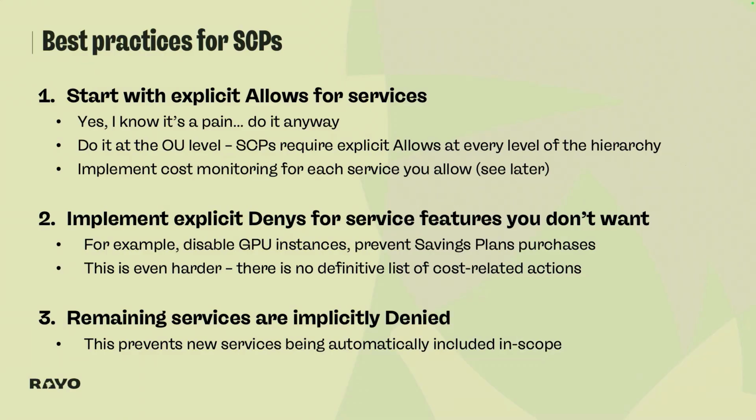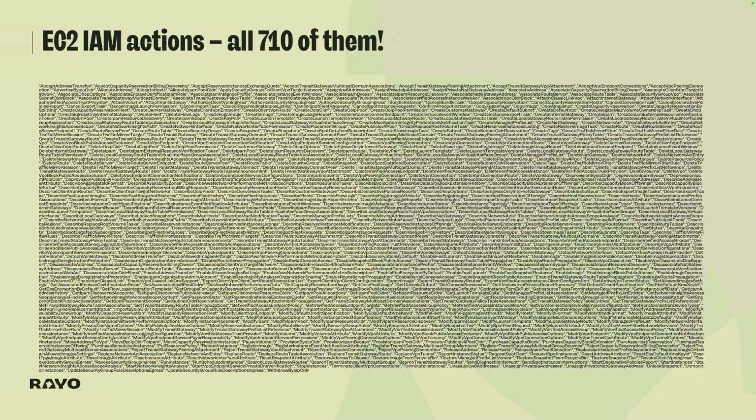I mentioned this is complicated. Anyone want to guess what that is? It's a bit unfair given the size of the screens. That's just the action namespace, the actions for the EC2 namespace. There are 710 different actions. How many of those have an implication on costs that you might want to control? I genuinely have no idea, and I don't think AWS does either, because I've not been able to find any documentation about it.